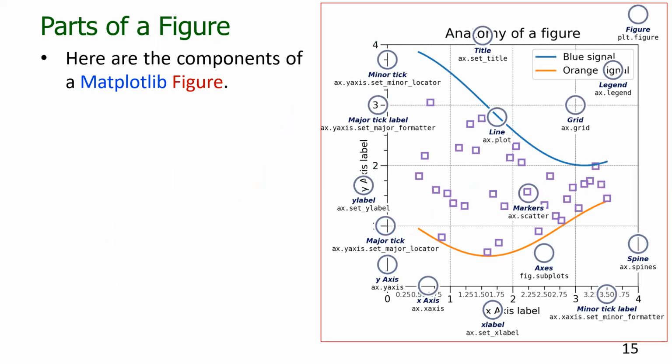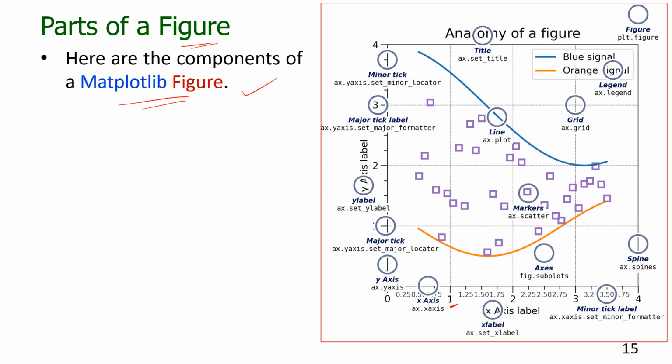Now let us see the components of a figure. What are the parts of a figure? The components of a Matplotlib figure. This is one sample Matplotlib figure. Here you can remember each and every component, and its code is also mentioned here. You can see the serial numbers are given. This is the first one. So what is this one?